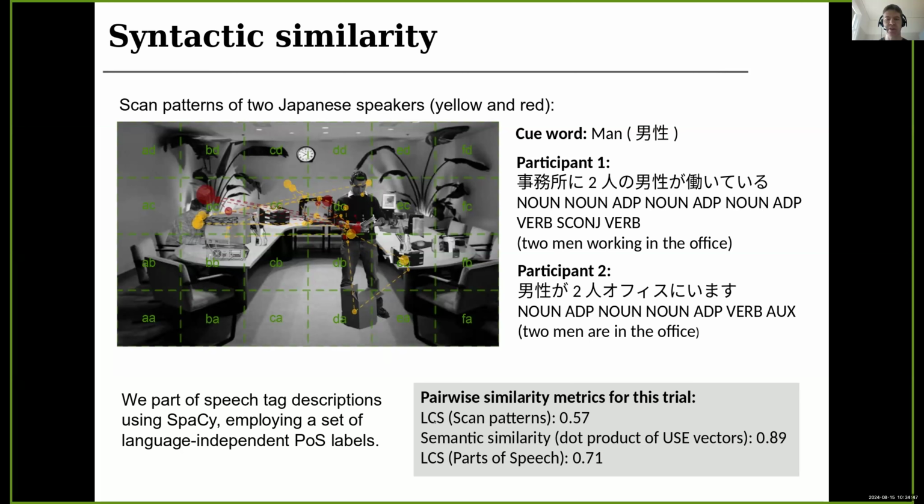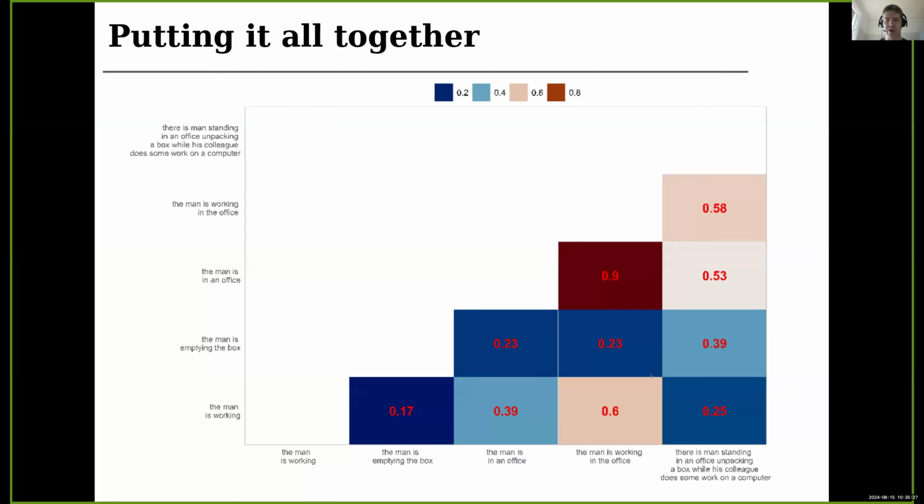So for this trial, for example, the longest common subsequence on the scan patterns is 0.57. The semantic similarity using USE vectors and the dot product is 0.89. You can see these sentences are really very similar semantically. And in terms of part of speech, again we use the longest common subsequence, and here the similarity is 0.71. Okay, so what we now correlate is these three similarity measures, both within languages and across languages, and both within scenes and across scenes.